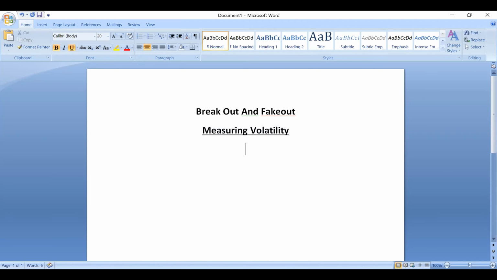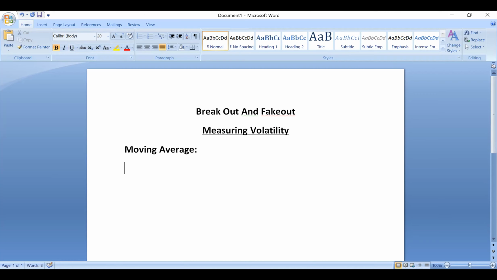So how do you know the momentum of the market, or sorry, the volatility of the market? There are different types of indicators you can use to measure the volatility of the market. The first indicator we can use, because this is what will give you a chance to know when a breakout is about to happen, is the moving average.